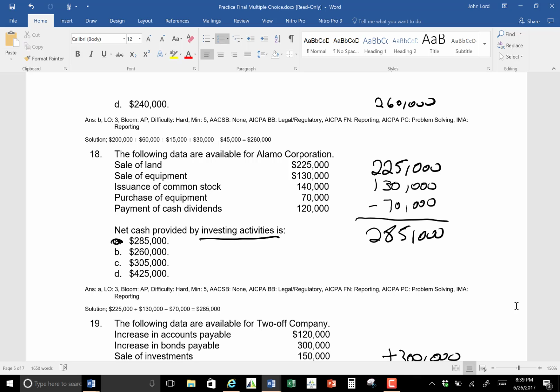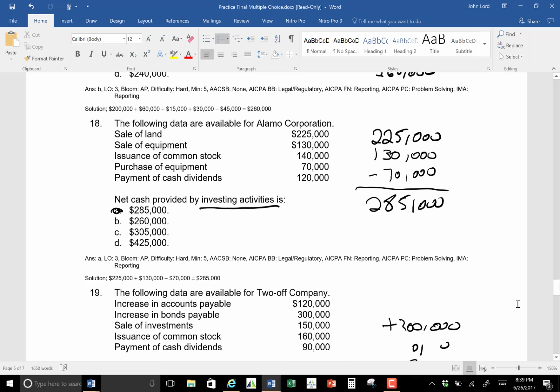130,000. Purchase of common stock. Not purchase of common stock. Issuance of common stock. That's what? Financing, so we ignore that one. Purchase of equipment, we invested in equipment, so we subtract that out, don't we? Remember, we've got an investing department that's doing all this. Payment of cash dividend goes where, Grace? Financing, it's not investing, so we ignore it, right? Right? Okay, good. Let's do another one.